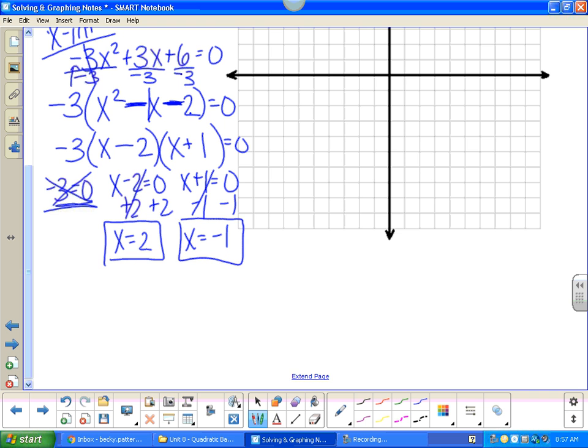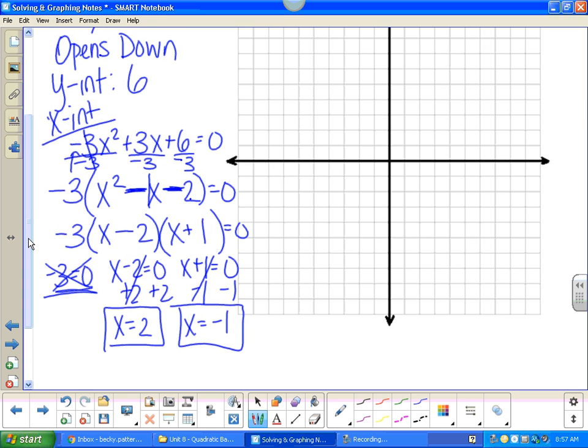Those are my two solutions, so those are my two x-intercepts. So 2 and negative 1. And my y-intercept was 6. Okay, and remember it opens down, so this should make sense. But is this y-intercept my vertex? No, it's not in the middle of these 2 points. So what happens is it comes up, goes a little bit farther, and then comes back down. Because remember, it's got to be symmetrical.